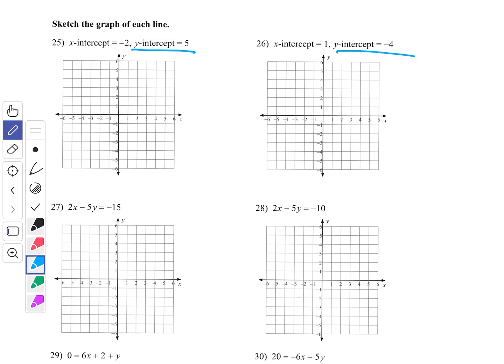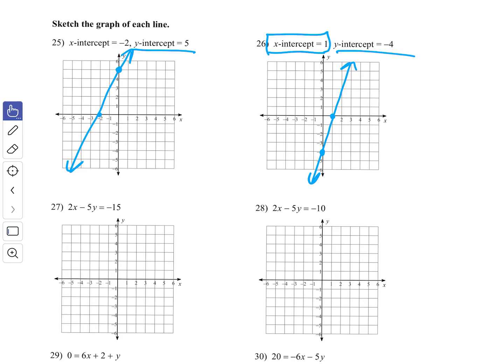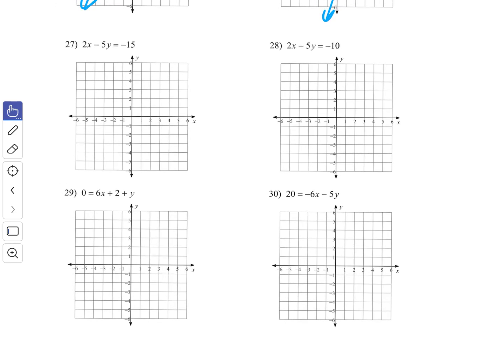Okay, we already know what a y-intercept is, right? So we can easily graph that at 5 and at -4. The x-intercept is the same concept, just on the x-axis. So that'd be 1, that'd be -2. I've got 2 points. I can draw my line. Okay, not too bad, right? Now, using that concept, I could actually graph with 27, 28, 29, and 30.